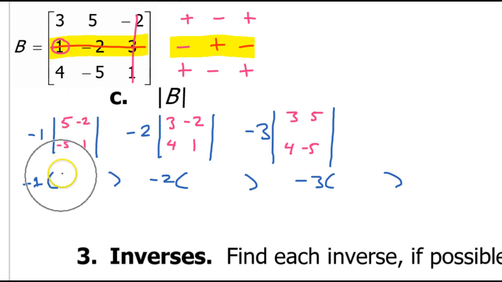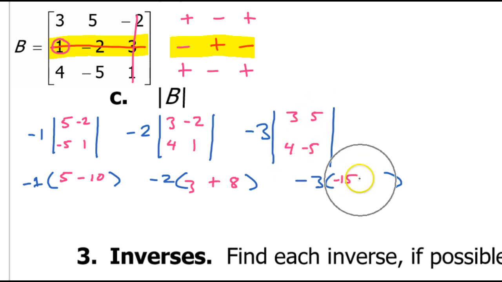So the down diagonal is 5. The up diagonal is 10. So that's 5 minus 10. Down diagonal is 3. The up diagonal is negative 8. So this is 3 minus negative 8, which is really going to turn out to be 3 plus 8. So watch out for your minus and negative. Here the down diagonal is negative 15. The up diagonal is 20. So negative 15 minus 20.